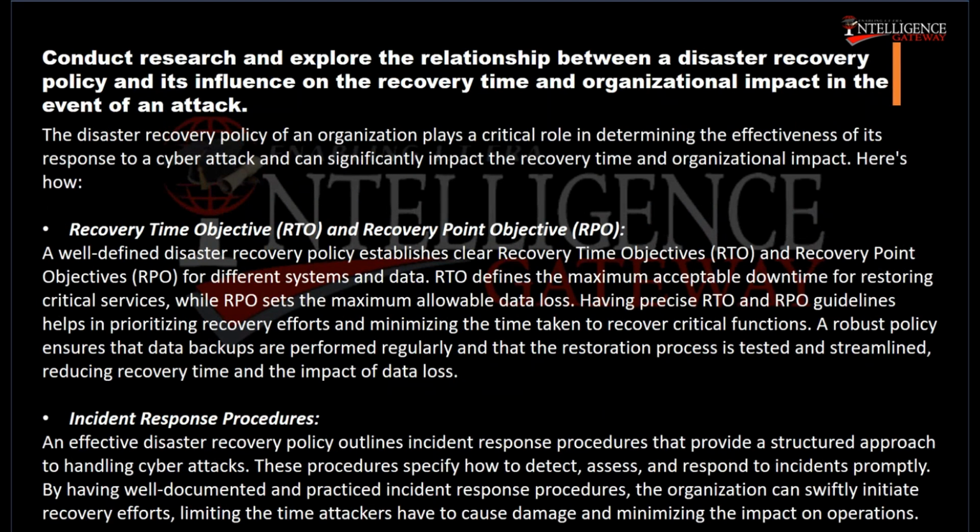Conduct research and explore the relationship between a disaster recovery policy and its influence on the recovery time and organizational impact in the event of an attack. The disaster recovery policy of an organization plays a critical role in determining the effectiveness of its response to a cyber attack and can significantly impact the recovery time and organizational impact.